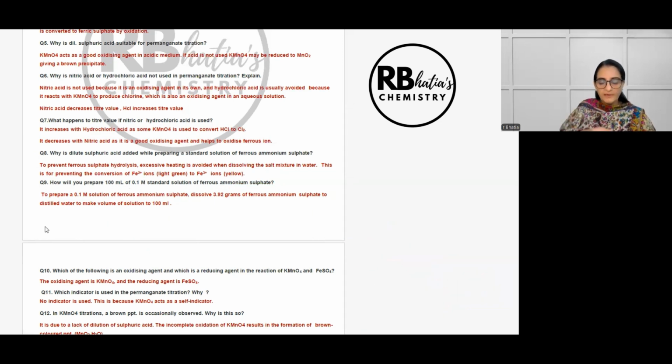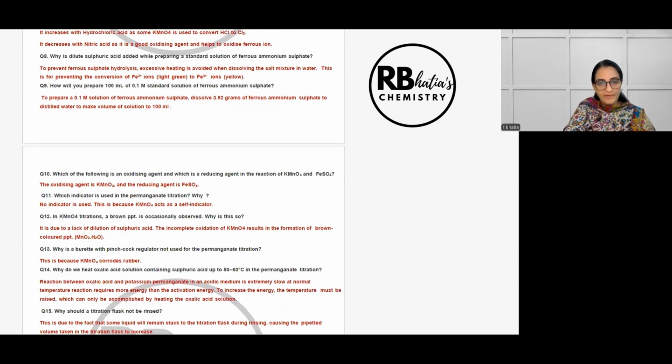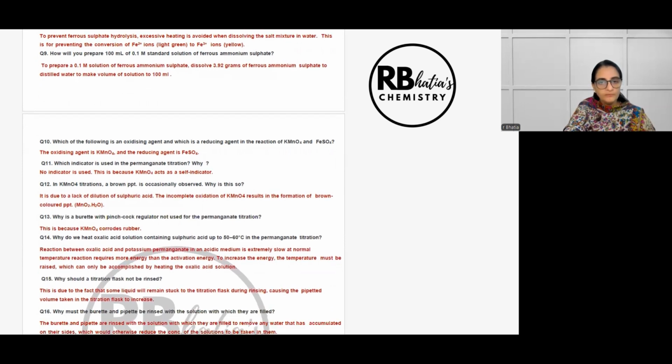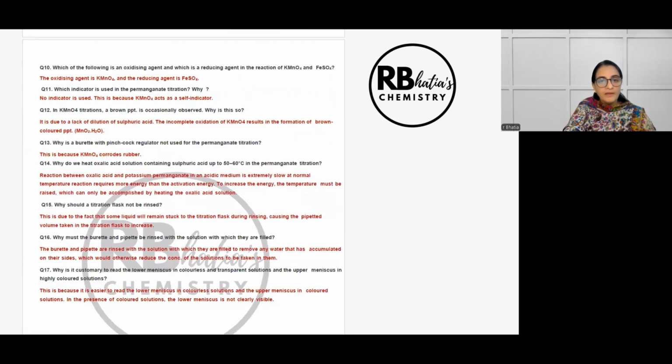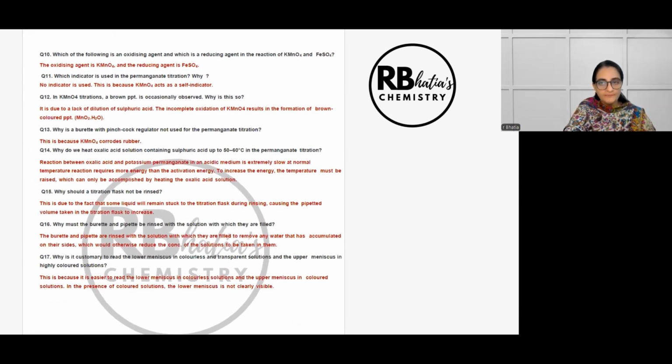I hope this is clear, because when you study the definition of molarity, you have studied it as the number of moles of solute present per liter of solution. It's not just a solvent, it's per liter of solution.